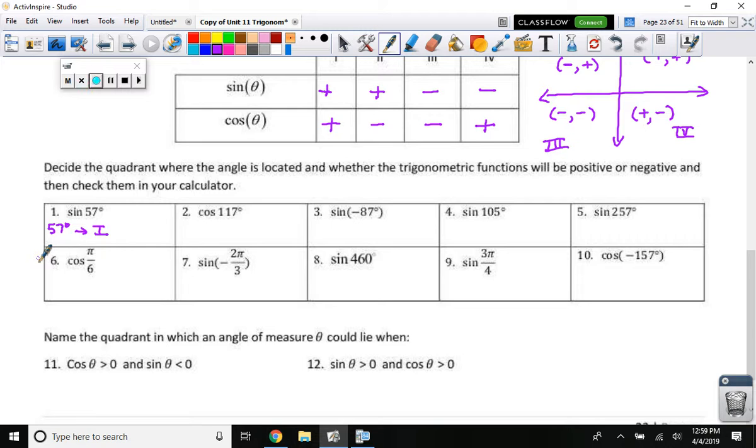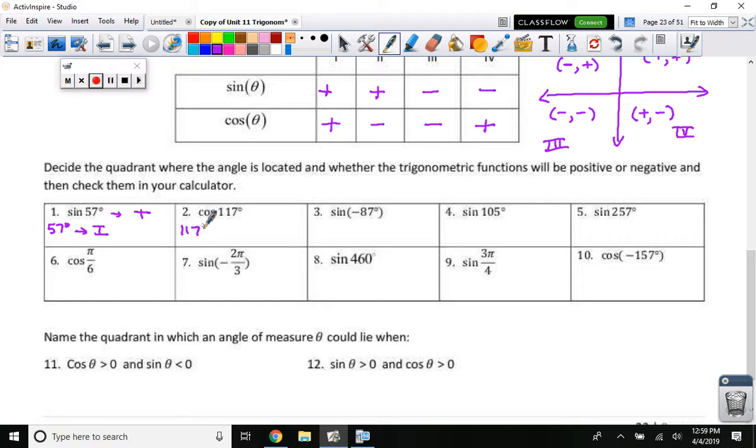And now I say, okay, well in quadrant 1, both the x and the y values are positive. So even if I didn't remember that sine was the y value, I still know that this answer, the sine of 57, is going to be a positive answer. Okay, y value positive.